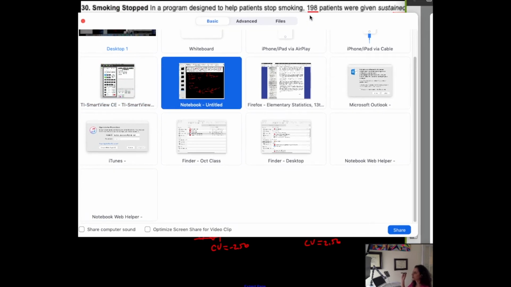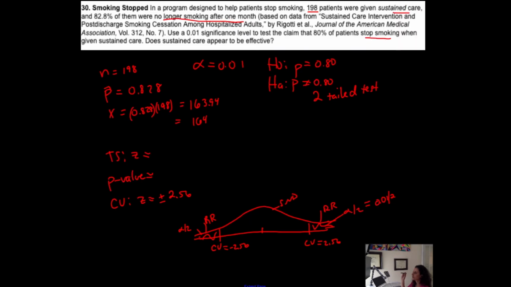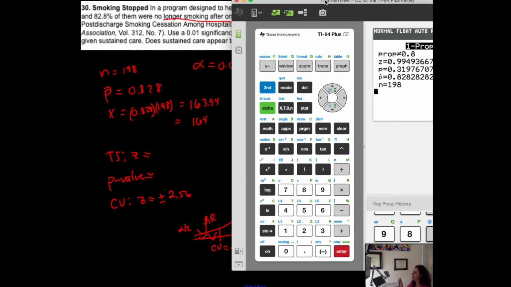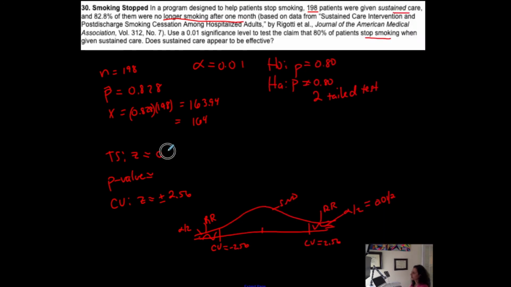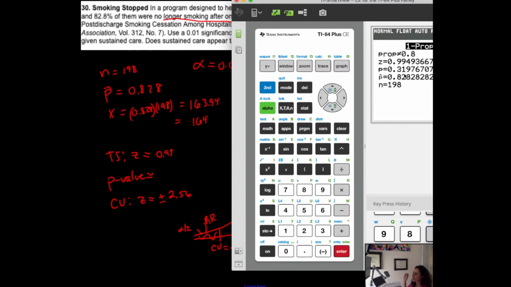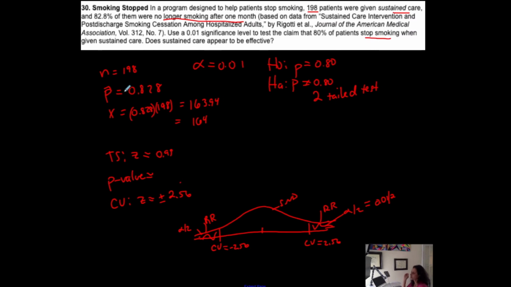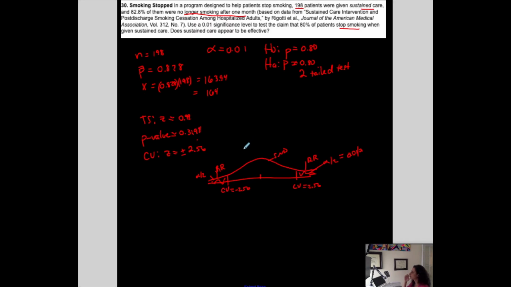And then we'll come to a conclusion. So what was it? My test statistic was approximately 0.99. My p-value was, what was it? 0.3198. But looking at this, I can already tell what we're doing. Are we rejecting or failing to reject the null? My conclusion.